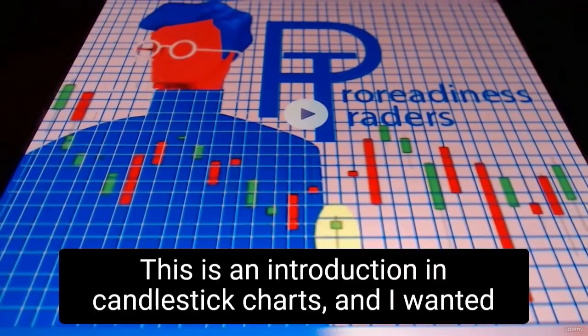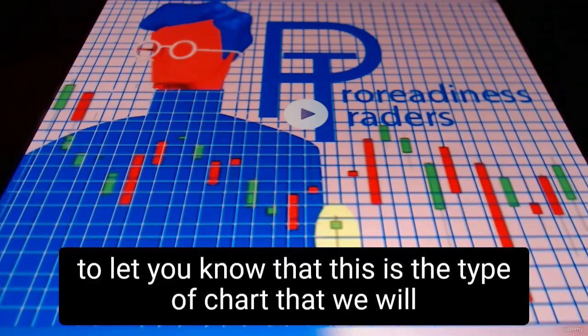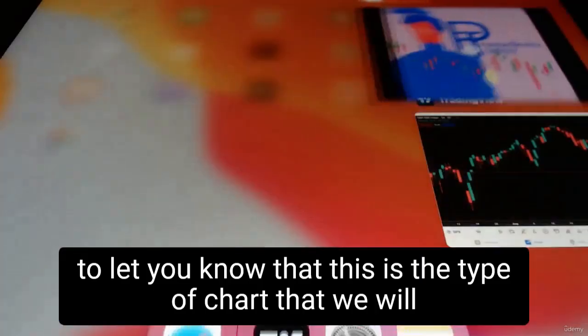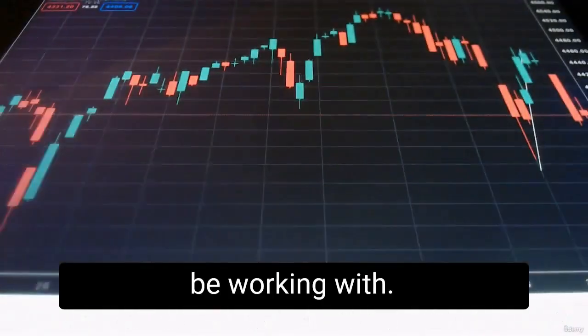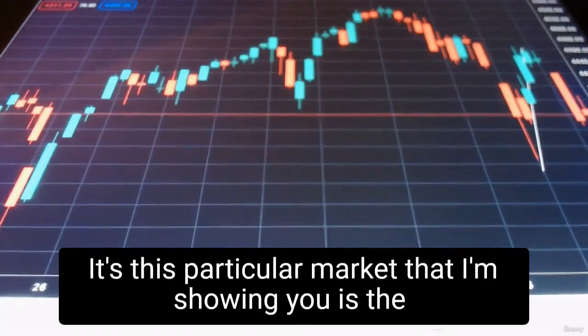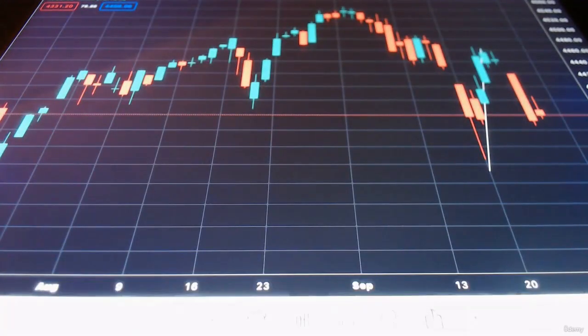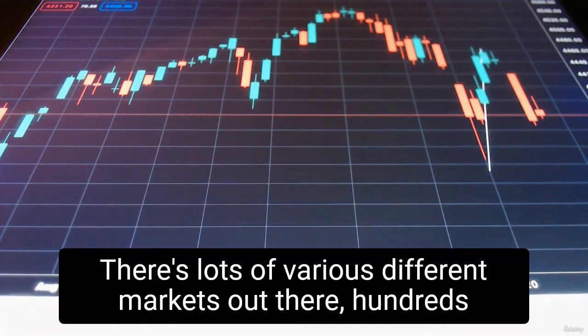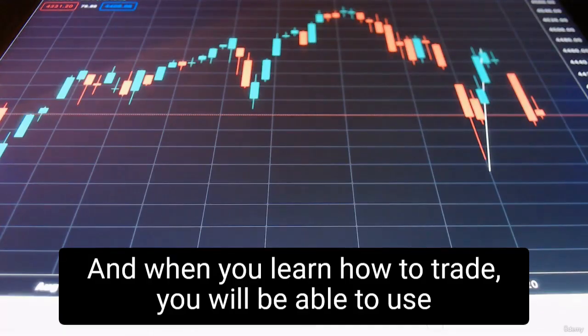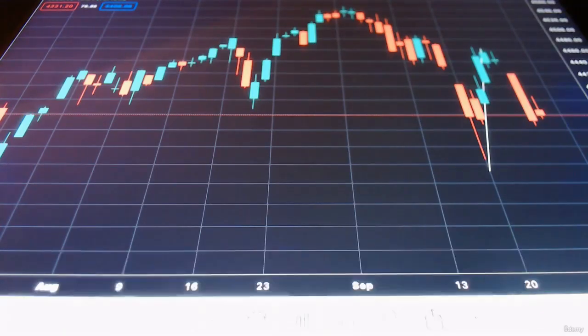Okay, this is an introduction to candlestick charts, and I wanted to let you know that this is the type of chart that we will be working with. The particular market that I'm showing you is the S&P 500. There are hundreds of different markets out there, and when you learn how to trade, you'll be able to use your strategy on each and every one of these markets.